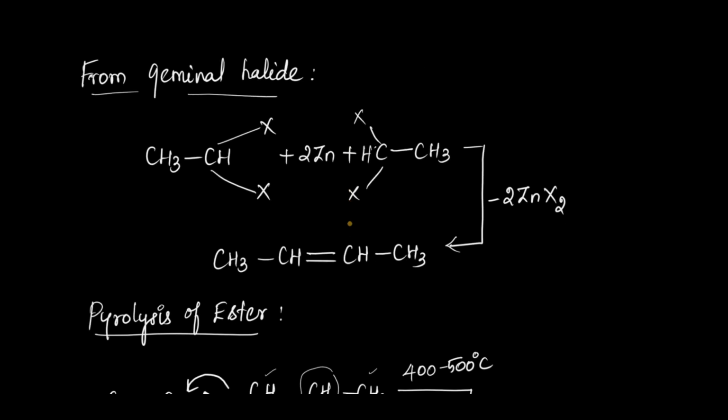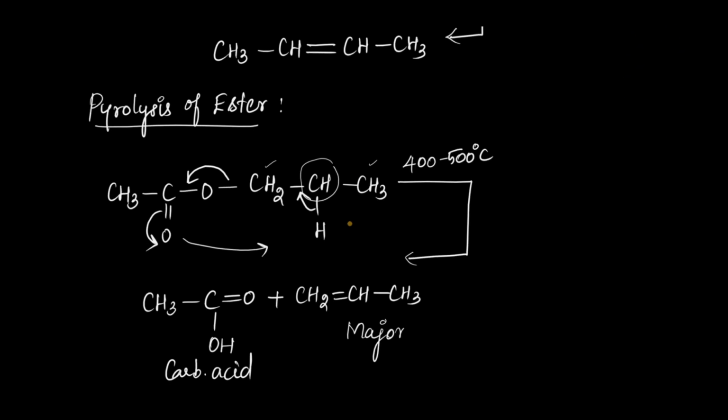From geminal halide. Geminal halide means the halides are on the same carbon. Opposite to this is vicinal halide, where the halides are on adjacent carbons. From geminal halide with zinc, it will form alkene with the release of ZnX2.